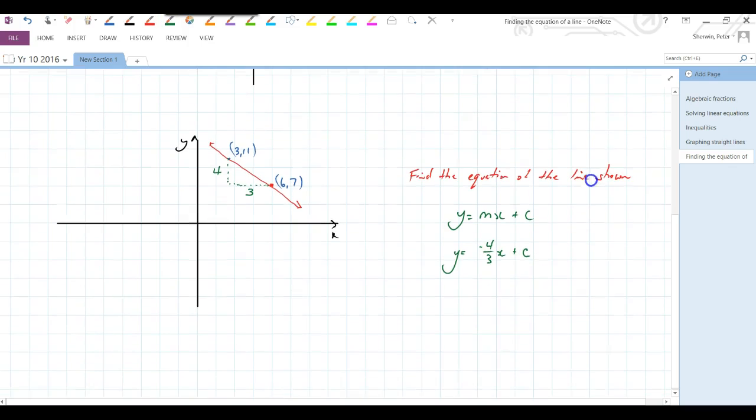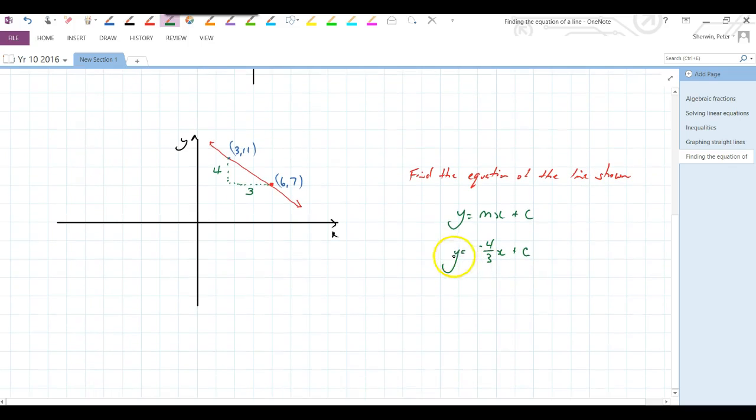Now, in order to find c, we can substitute in for y and x, either of these two points that we've been given. So I'll show you what we mean. I'll sub in, should we go with (3, 11) or (6, 7)? Quite like the look of (3, 11), so let's go with that.